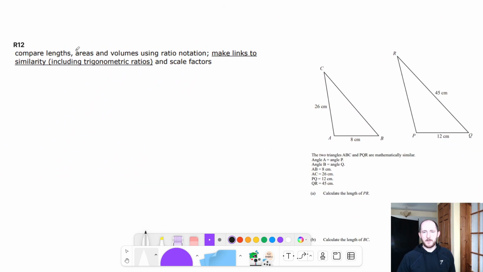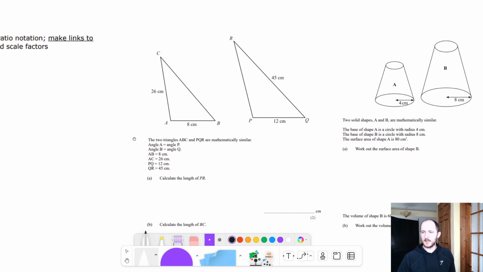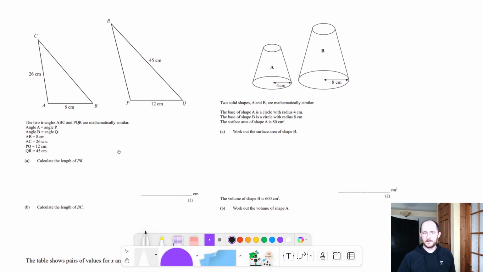Oh boy, now we get to do scale factors, which is everyone's least favourite thing, I wholeheartedly believe. So let's have a look-see. With a scale factor, we're talking about similar shapes. They're similar because all of their lengths have been times by the same value. So in this case, 8 has been times by something to give me 12, 26 times by something to give me whatever this would be, and so on.